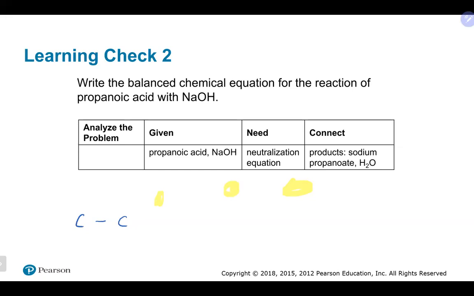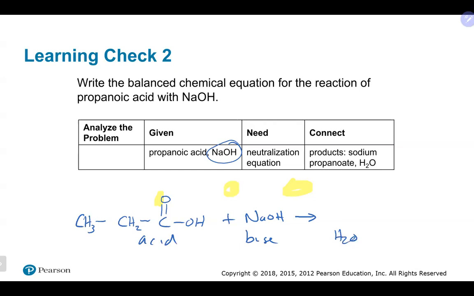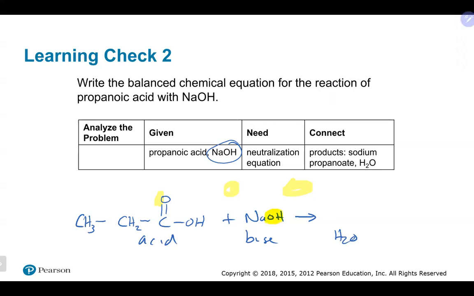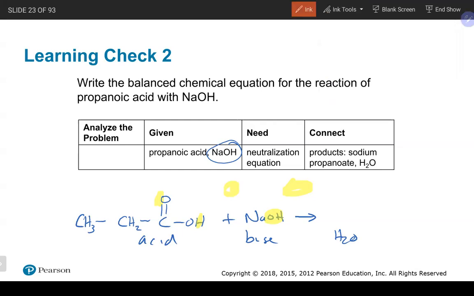So if we were to just draw what happens here, once again, we would take our propanoic acid. So that is three carbons with our carboxylic acid group. And we would fill in our hydrogens. And if we react it with sodium hydroxide, once again, we know that this is really going to be an acid and base reaction, which means I should make water. And once again, the water is going to come from the OH from the base and the H from the acid there. And that will give me my water.